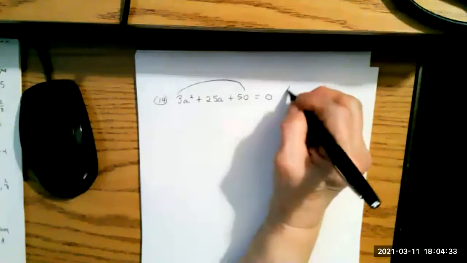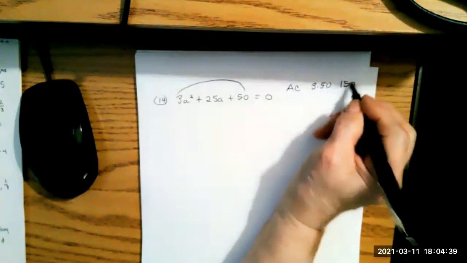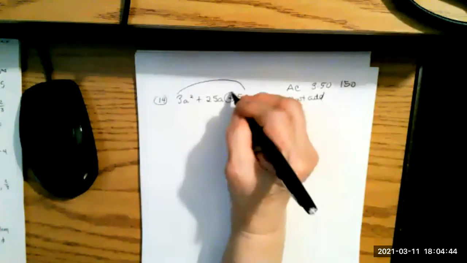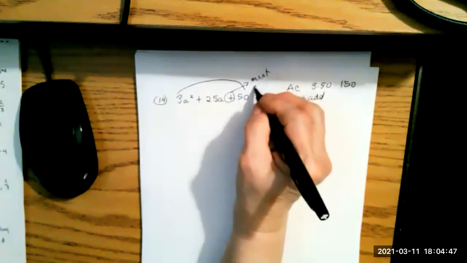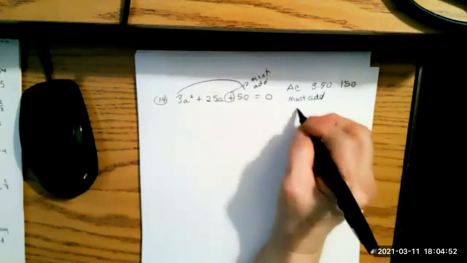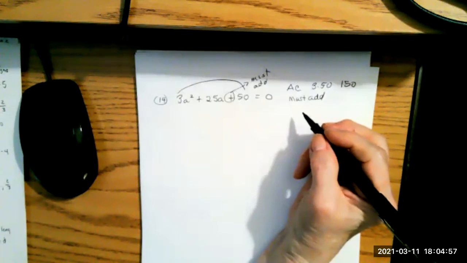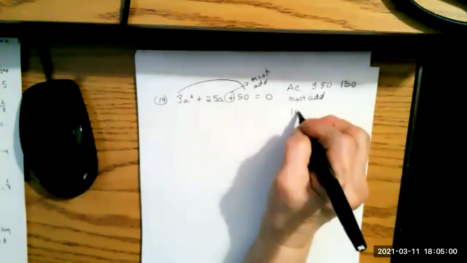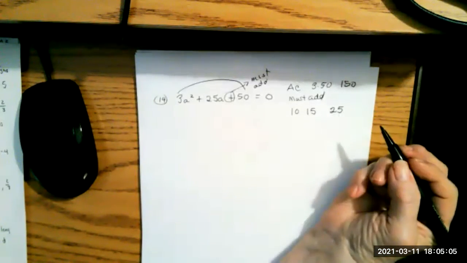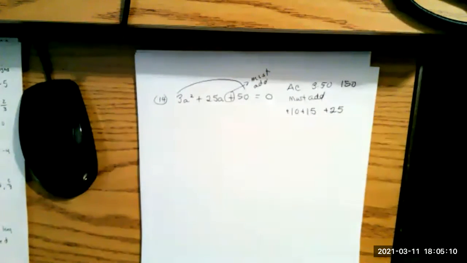All right, so you've got an AC trinomial here. So you've got 3 times 50, which is 150. The last sign's a plus, so we must add factors of 150 to get 25. Anyone know what it is? How about 15 and 10? Mm-hmm. That'll get us the 25 that we need in the middle, and we want our 25 to be positive, so both of these are going to be positive.